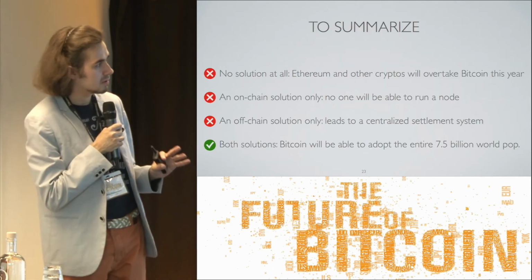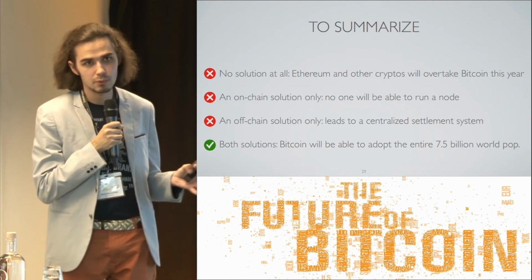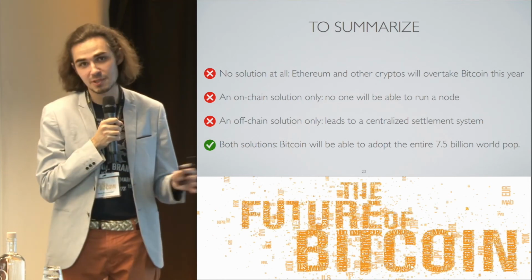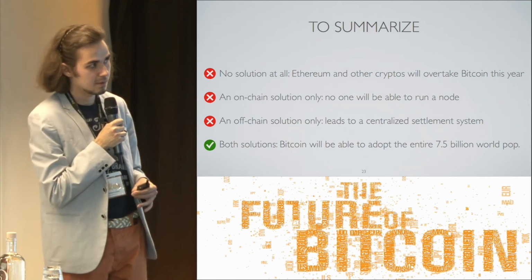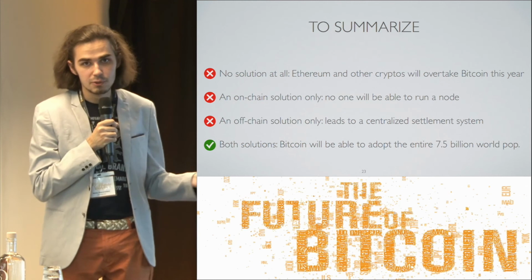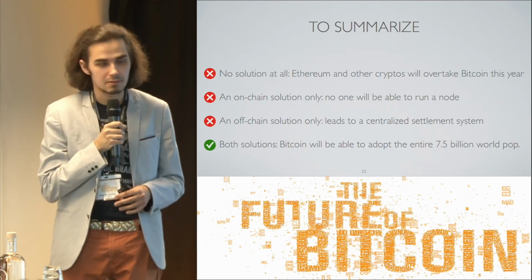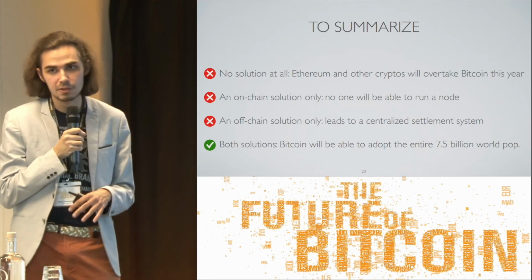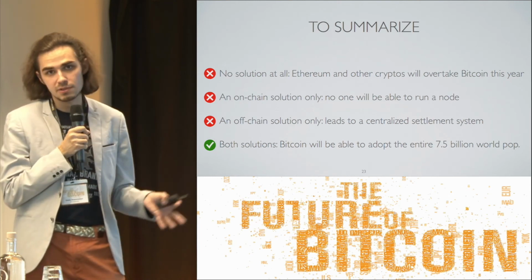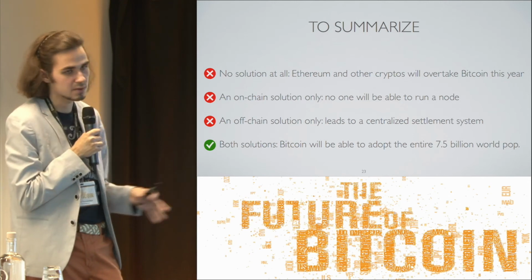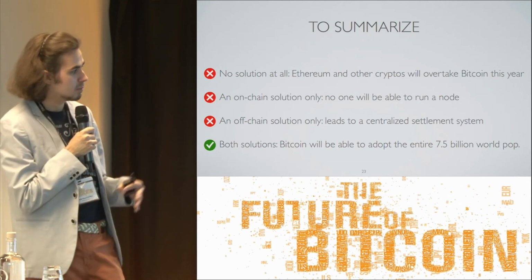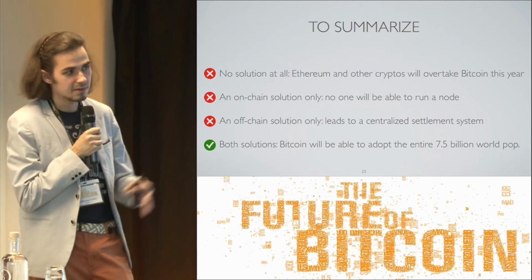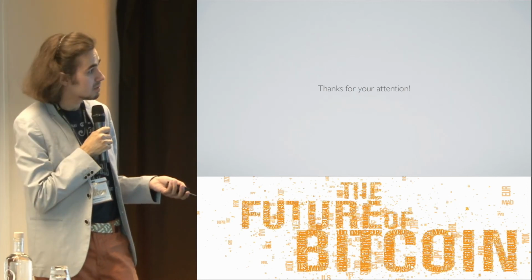To summarize everything I have said, if we won't have a solution at all, I believe that Ethereum, sorry once again, and other cryptocurrencies will overtake Bitcoin this year. The flippening can really happen. If we have an on-chain solution only, no one will eventually be able to run a full node. If we have an off-chain solution only, like the Lightning Network on top of 1 megabyte blocks, it will lead to a centralized settlement system, and that won't be good either. So what we need is both solutions. Only then will Bitcoin be able to adopt the entire 7.5 billion population, and then the future of Bitcoin will be bright, I believe. So thank you for your attention.